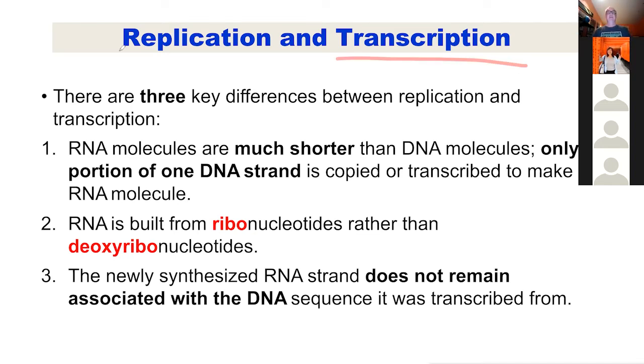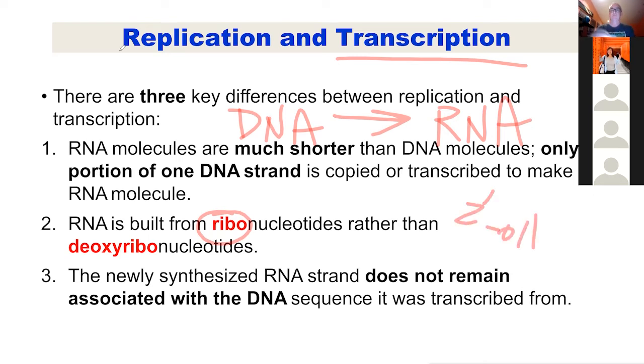Transcription is you're taking DNA and you're making RNA out of it. So you're taking a DNA sequence and you're turning it into an RNA sequence. RNA molecules are generally a lot shorter, at the most a few thousand bases, whereas DNA sequences can be millions and millions of nucleotides long. Again, RNA is made from ribonucleotides with the 2' hydroxyl. And the newly synthesized RNA doesn't remain associated with the DNA, it leaves.